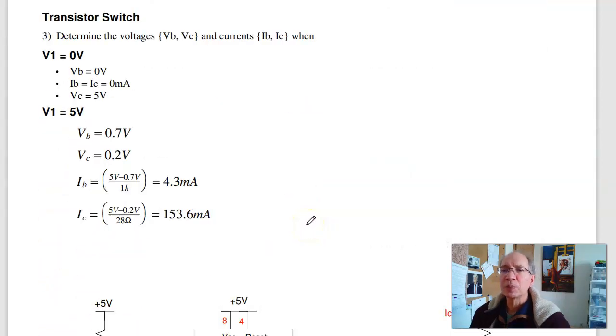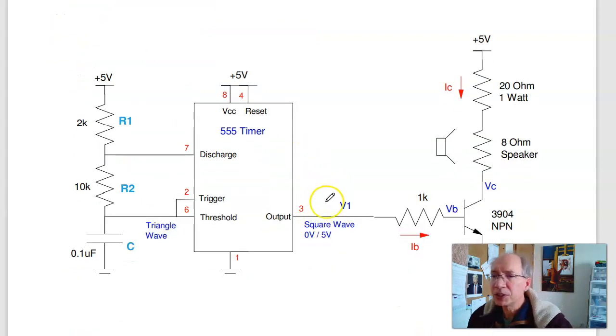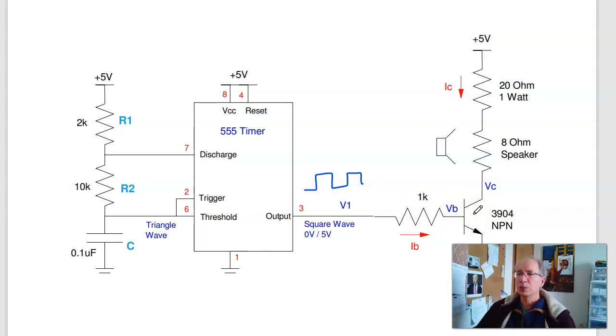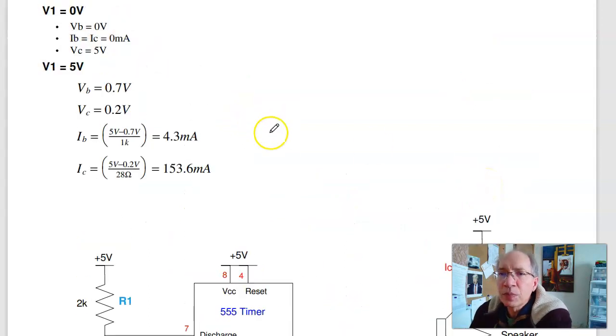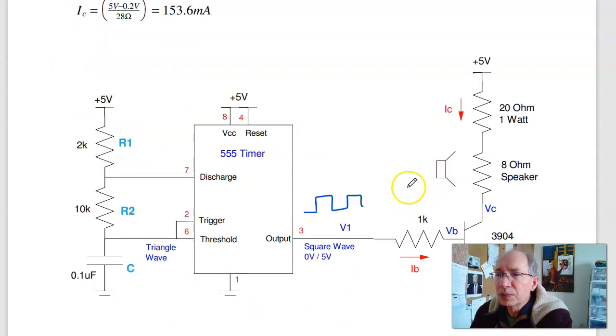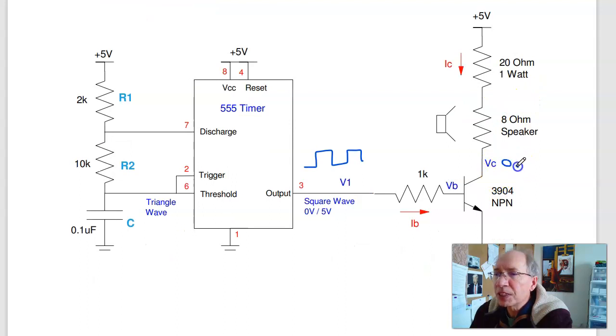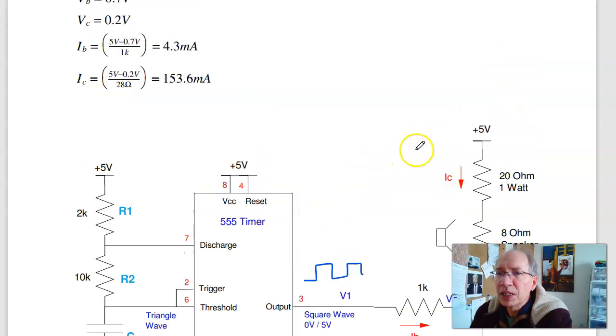Second step, problem 3. I want to come up with a switch so that when this outputs a square wave, I turn the speaker on and off. So first I want to find IC. IC is your 5 volts minus, when this is saturated, it's 0.2 volts. 5 minus 0.2 over 28 ohms. I should be getting 153 milliamps when it turns on.